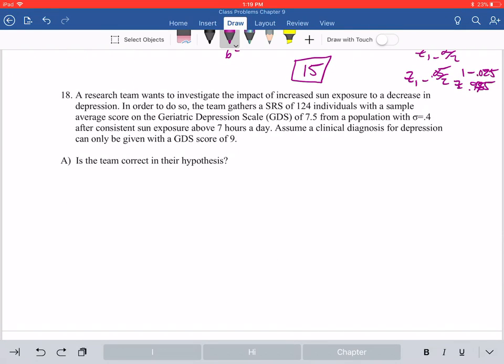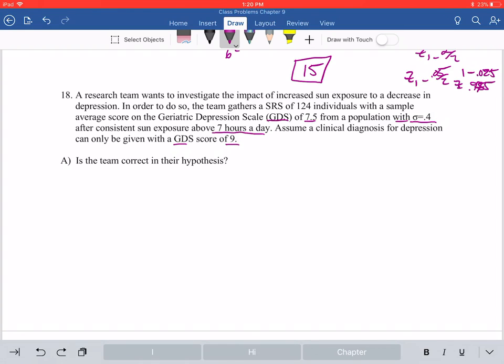Moving on to question 18 here, a research team wants to investigate the impact of increased sun exposure on a decrease in depression. In order to do so, the team gathers a simple random sample of 124 individuals with a sample average score on the Generic Depression Scale, or GDS, of 7.5 from a population with a standard deviation of 0.4 after consistent sun exposure over 7 hours a day. Assume a clinical diagnosis for depression can only be given with a GDS score of 9.